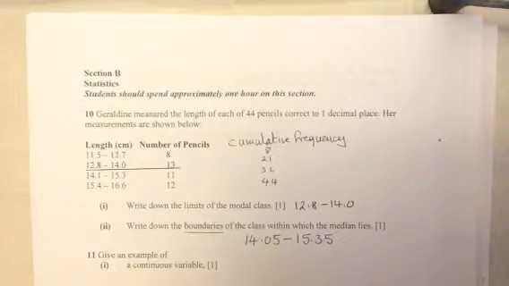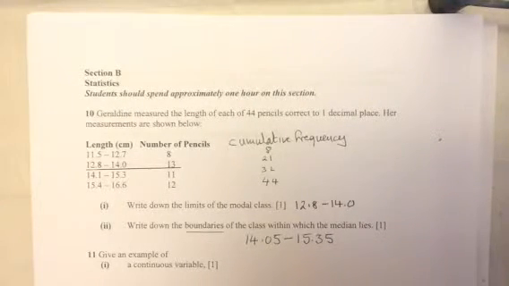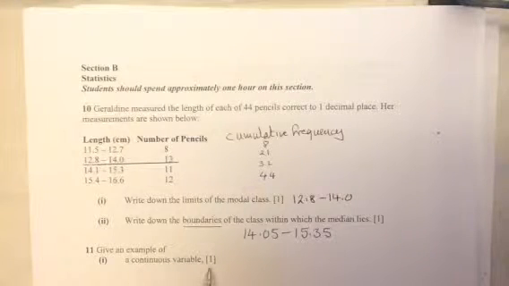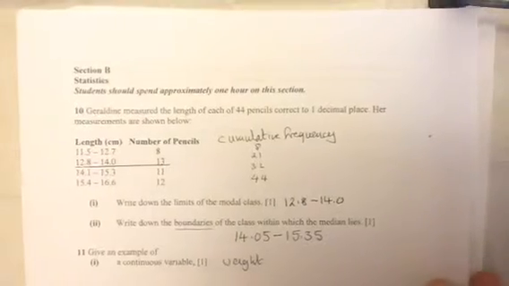We'll move on now to question 11. It says here, give an example of a continuous variable. Now a continuous variable would be any, for example, measurement, where you can have any value within a certain range. So for example, we could say weight, we could also say height, we could also say time. Any of those would be a continuous variable.